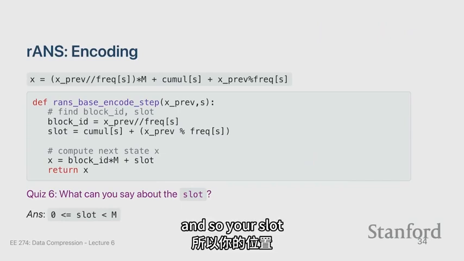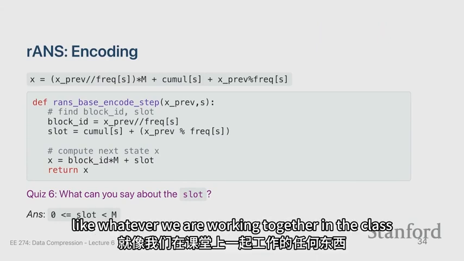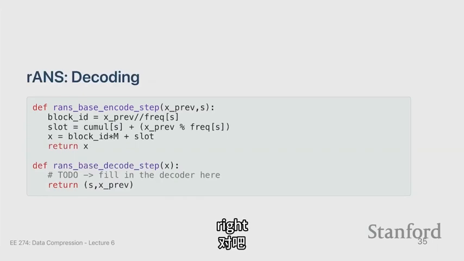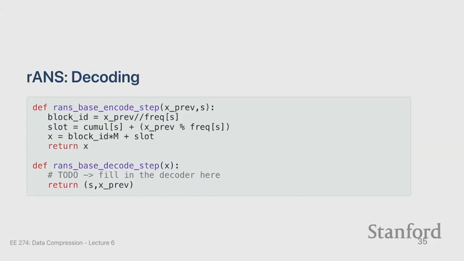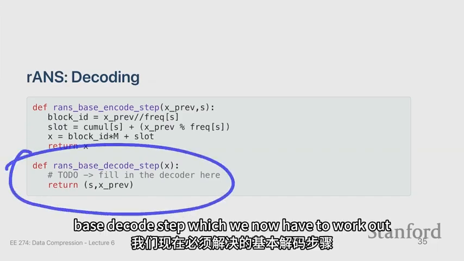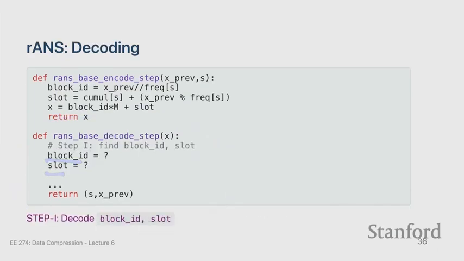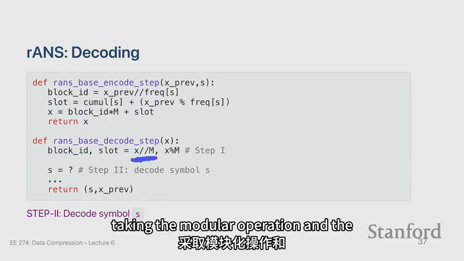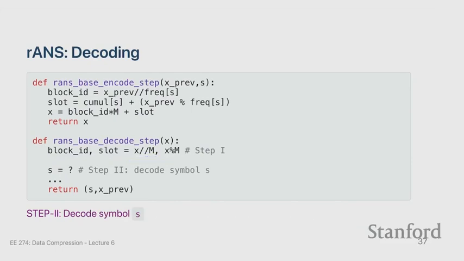And so, your slot, so okay. So again, all of these are worked out in the slide, whatever we are working on together in the class. So your slot is between 0 and m, right? That basically tells that during the decode step, which we now have to work out, I can recover the block ID and slot by just taking the modulo operation and the integer part of division, right?